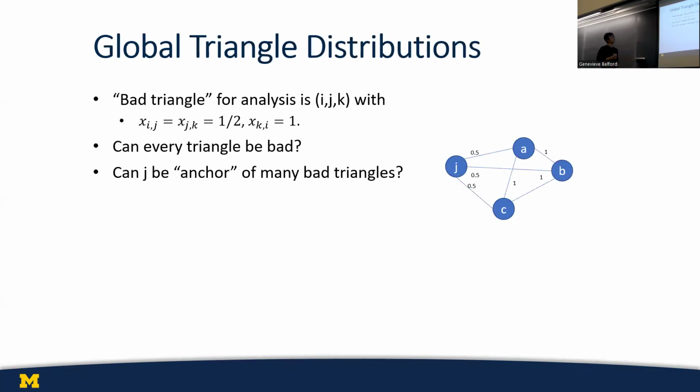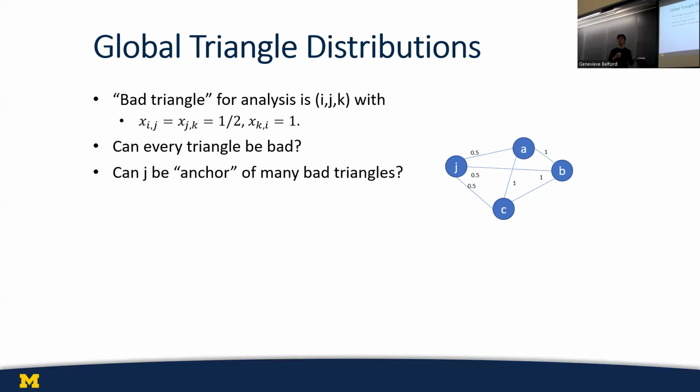Let's see one example. In all of our work, and even previous work, if you do this triangle analysis, for some reason there's always a bad triangle. Bad triangles always look like this: a triangle IJK, where one edge KI has distance 1, so K and I will always be separated, and then I-J and J-K have distance 1/2. Somehow that's always the bad triangle.